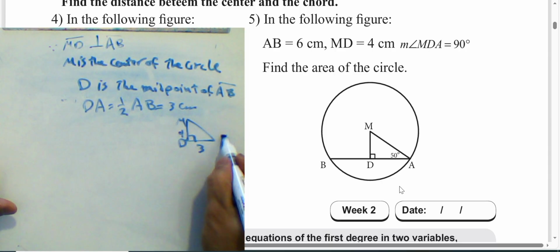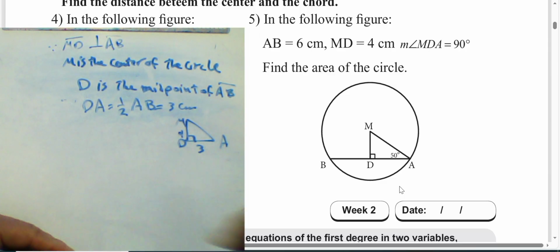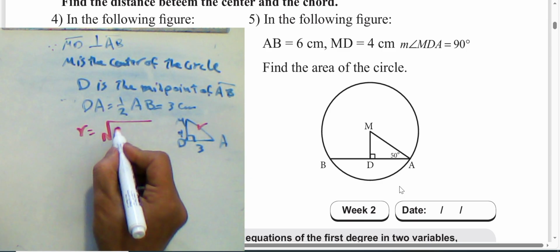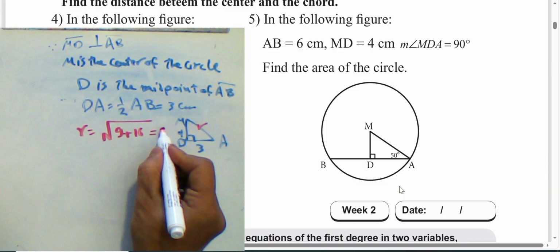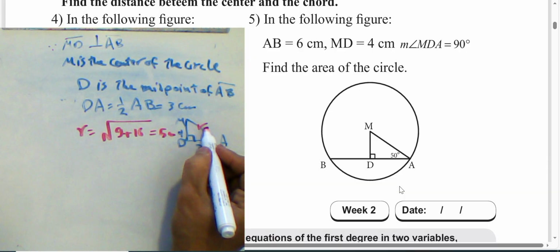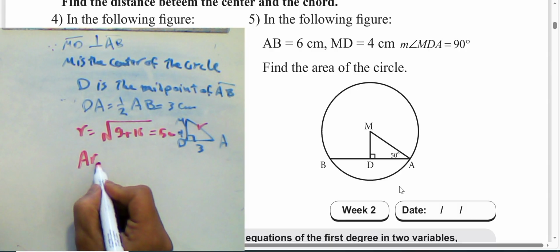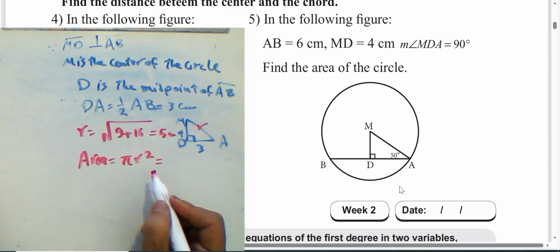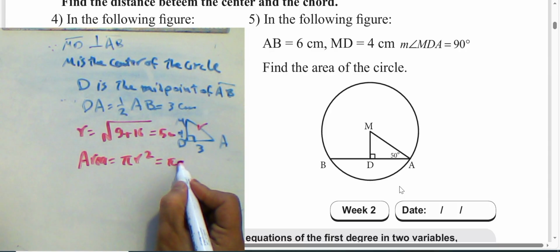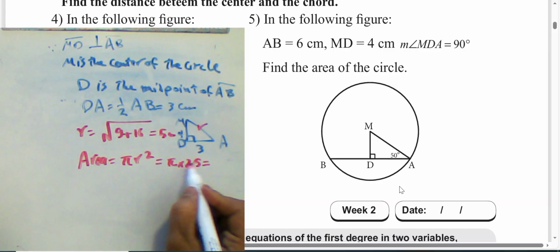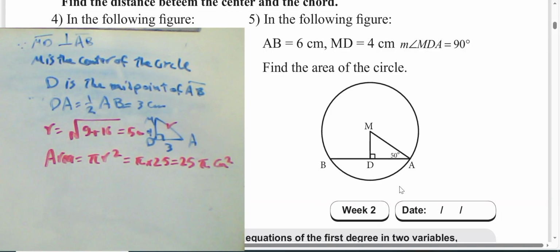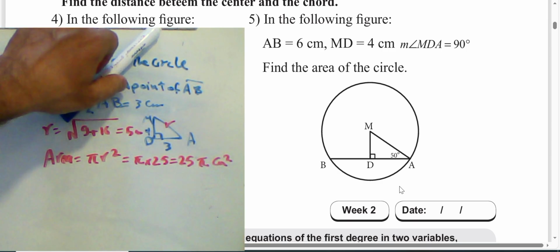We can find the length of MA from the Pythagorean theorem to find the radius. You know, MA is the radius. Then the radius from the Pythagorean theorem: 3 squared is 9, 4 squared is 16, the square root of the sum will be 5 centimeters. Then the radius will be 5 centimeters. Then we can find the area by pi times the radius squared. 5 squared is 25, so the area will be 25 pi square centimeters.